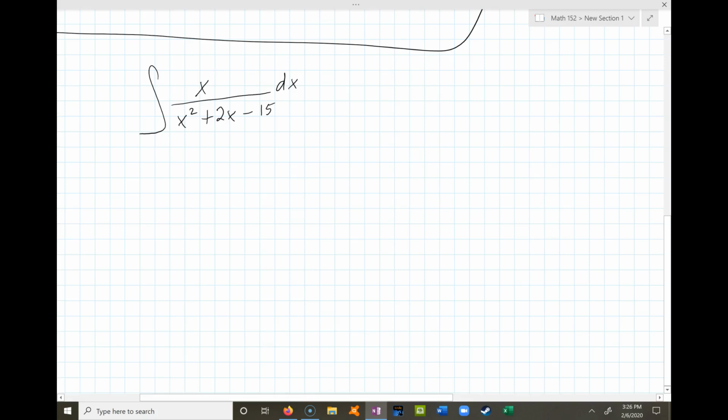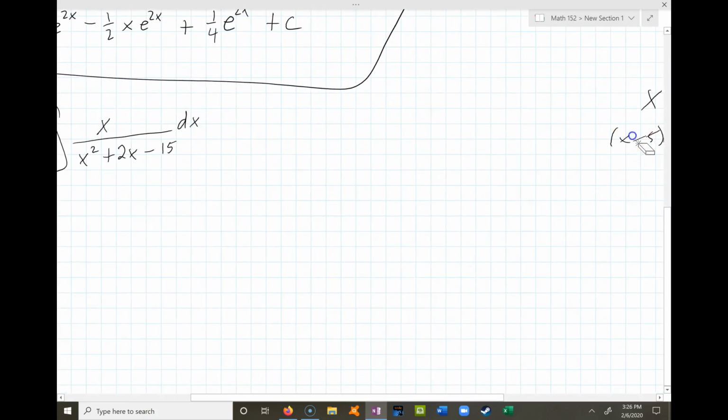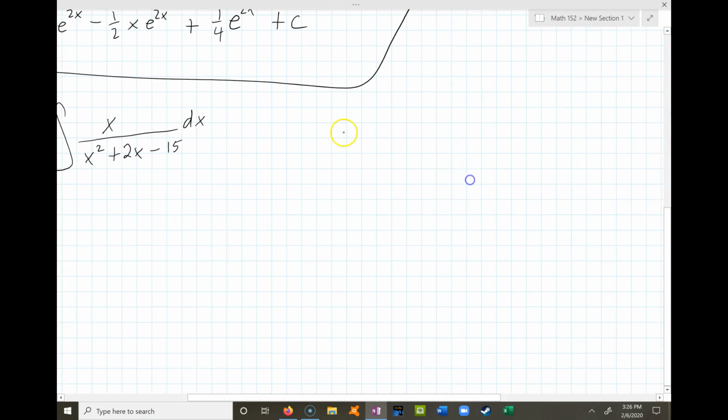So you're going to go off to the side here, and we're going to write x over, and on the bottom, I'm going to factor it. I'm going to factor the bottom, and I'm going to get x plus 5 and x minus 3. Because 3 times 5 is 15, negative 15, and 5x plus negative 3x is positive 2x.